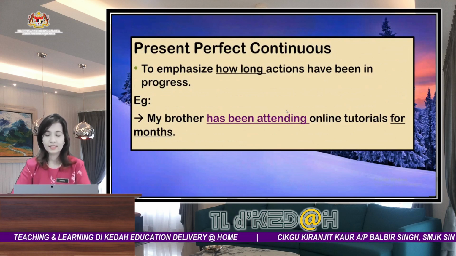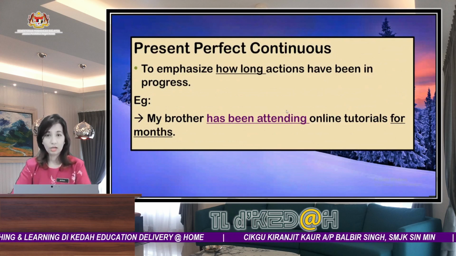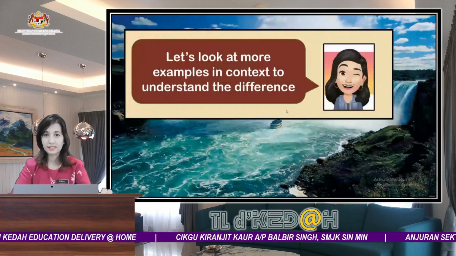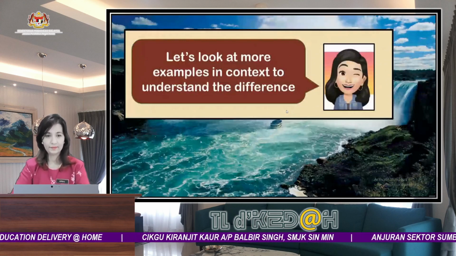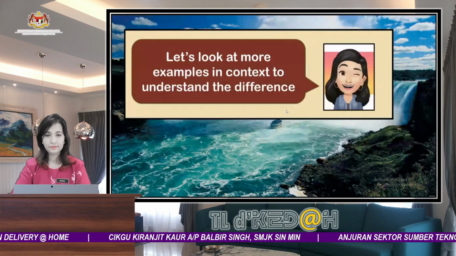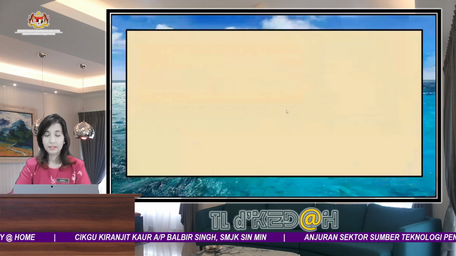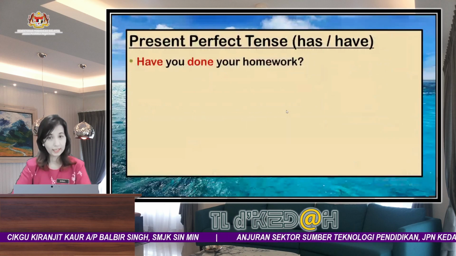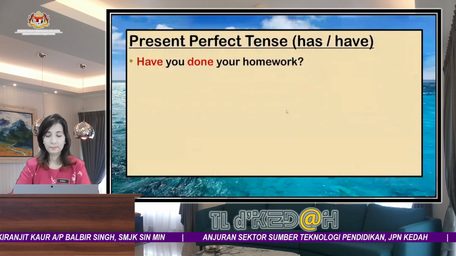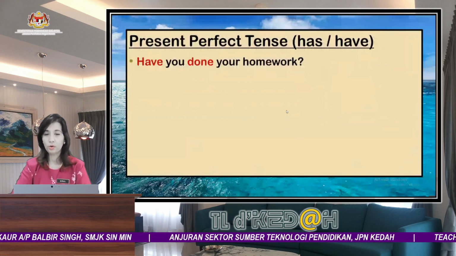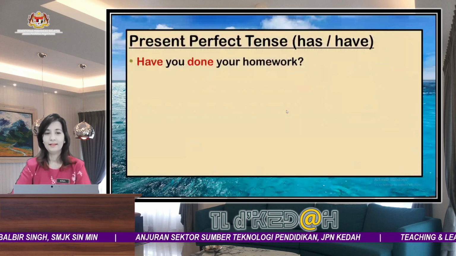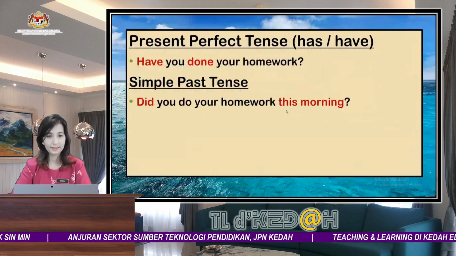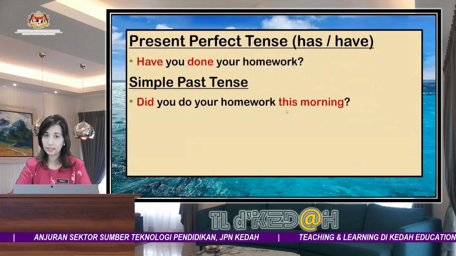Okay, right. So let's look at more examples in context, meaning in sentences, so that you can understand the differences between these three tenses. So for present perfect tense, where you have has and have, in question form, this is how it looks. Have you done your homework? Okay, simple past tense. Did you do your homework this morning? Your mother normally will ask you that question, right? Did you do your homework this morning? Your teacher might ask you, have you done your homework?